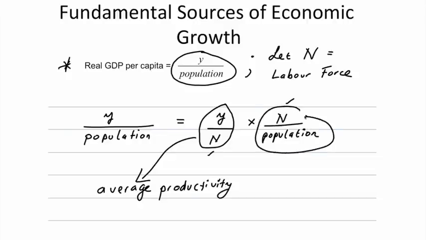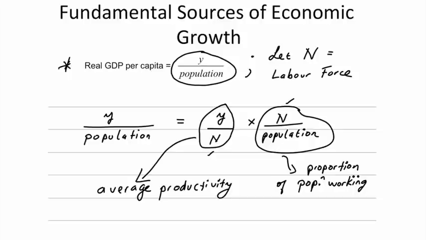This term, N divided by the population, you can almost think of that as a demographic variable. It's representing the proportion of the nation's population that are actively engaged in productive work. So what proportion of your population is in the labour force? In the labour force meaning actively contributing to the production of GDP.